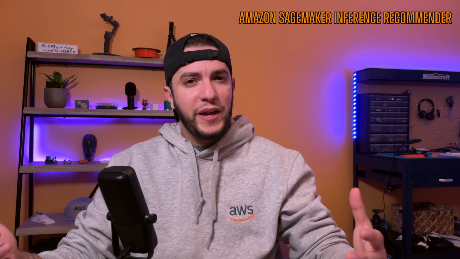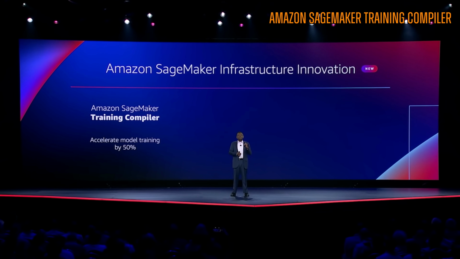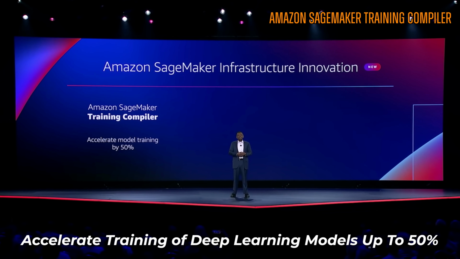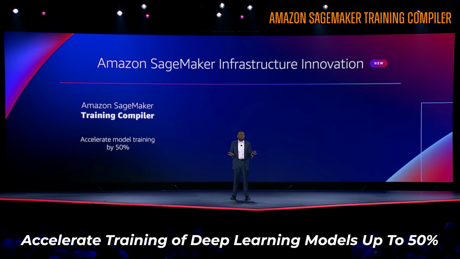Now, speaking of SageMaker, as if we're gonna talk about anything else today, AWS announced Amazon SageMaker Training Compiler, a new feature that can accelerate the training of deep learning models by up to 50% through more efficient use of GPU instances.